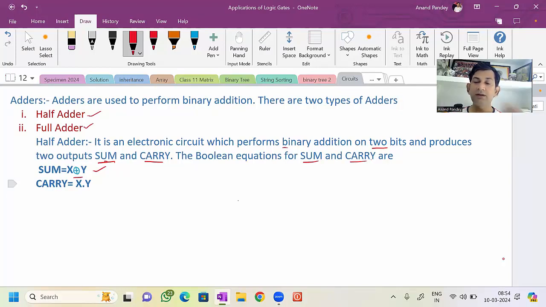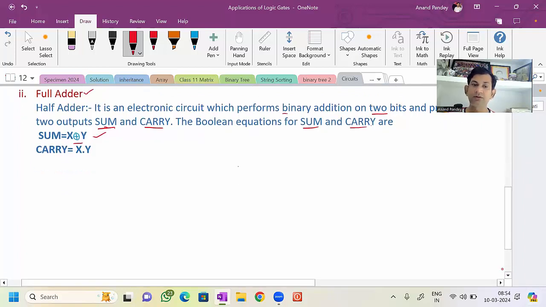So if you remember these equations for sum and carry, you can draw the circuit easily. You know how? Sum equal to x XOR y means for this we require one XOR gate, and for carry x dot y we require one AND gate. So if you remember this equation, it will be easy for you to draw the logic circuit of half adder. This I am discussing, half adder.